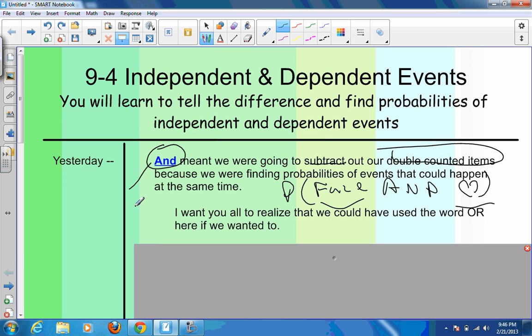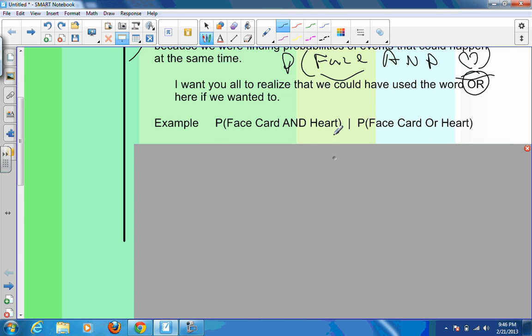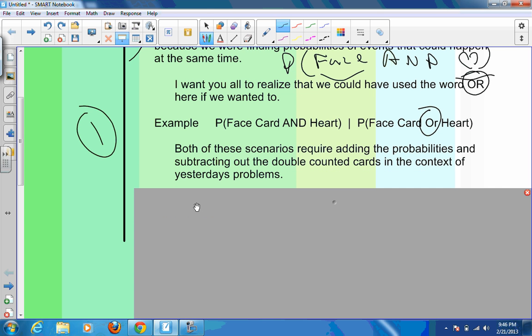The reason that I wanted you to treat this as the word "and" is because most of your homework problems last night used the word "and" to describe this scenario. And I want you to realize that we could have used "or" to describe the same type of scenario. If I want to find the probability of a face card and a heart in one draw, or the face card or a heart in a single draw, I could have easily used the word "or" to describe the same scenarios. Both of these require subtracting or adding the probabilities together and then subtracting out the double counted cards because it was only one draw.